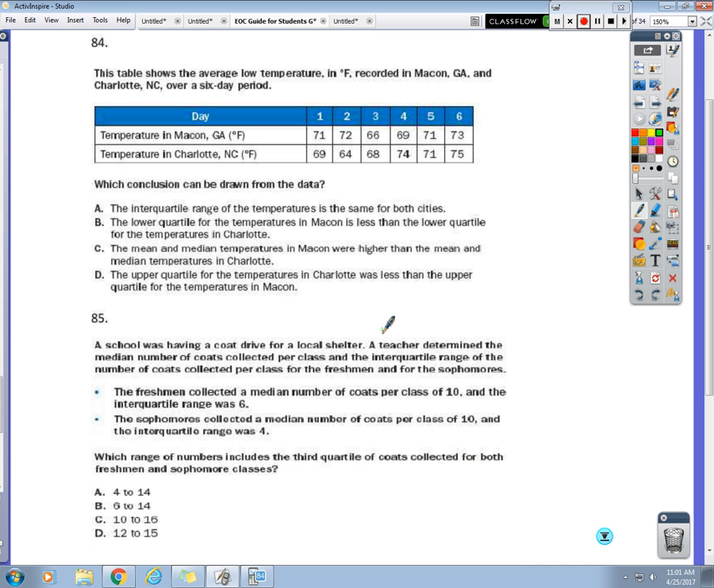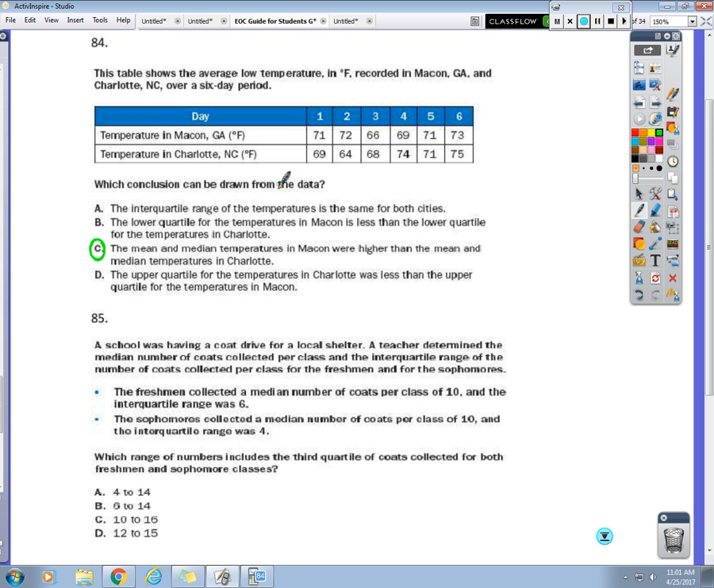This is page 30. This table shows the average low temperature in Fahrenheit recorded in Macon, Georgia and Charlotte, North Carolina over a 6-day period. What conclusion can be drawn from the data? What did y'all get? C is correct. Okay, but let's talk about why.